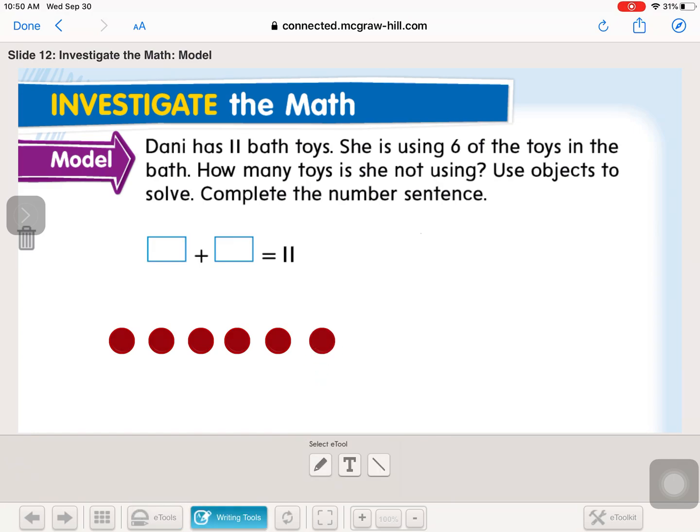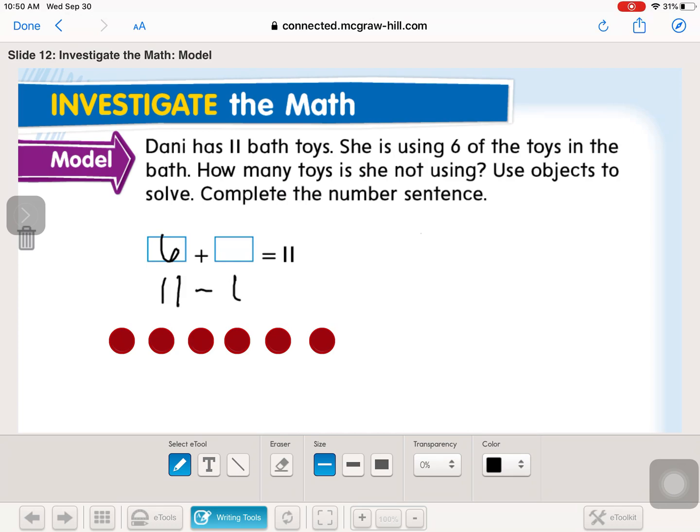Okay, so that would be the addend that we do have. And we need to figure out how many more to get to 11. How many is she not using? So this is kind of like a comparison problem. Since I have my whole and I have a part, I can switch this around and look at it as a subtraction problem, or I can start at 6 and count up to 11.